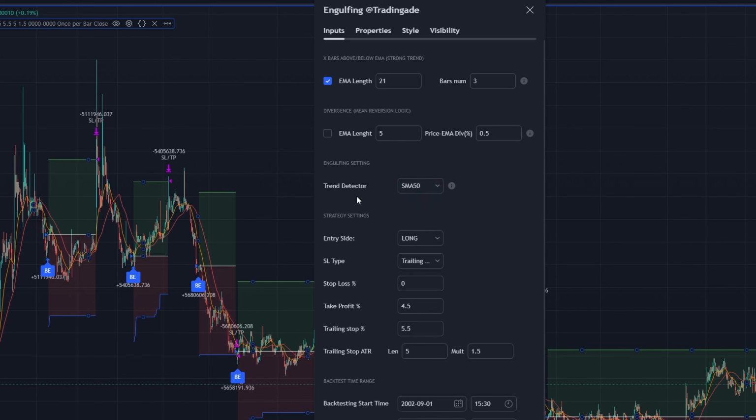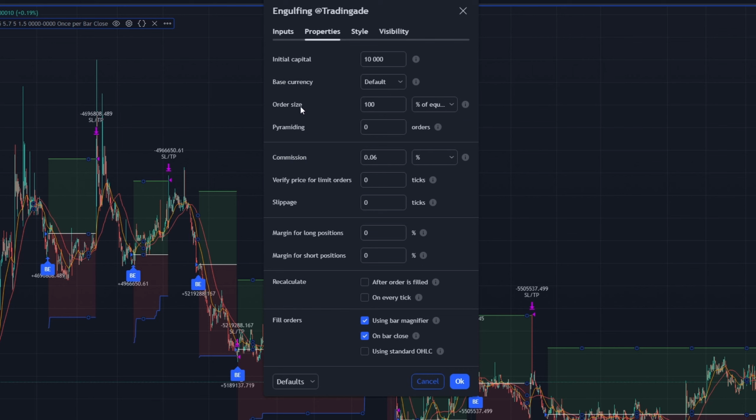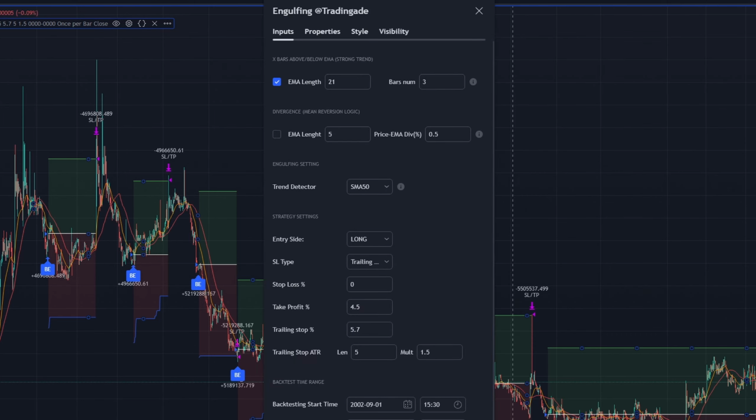For the filter section, I've set a simple moving average 50 and a strong trend filter. So it will detect bullish engulfing when it is below the simple moving average 50 period and there are at least 3 candles below the exponential moving average. We are going long, stop loss type trailing percentage, take profit 4.5%, trailing stop loss 5.5%, initial capital $10,000, order size 100% of equity, commission 0.06, and let's see some backtest results.